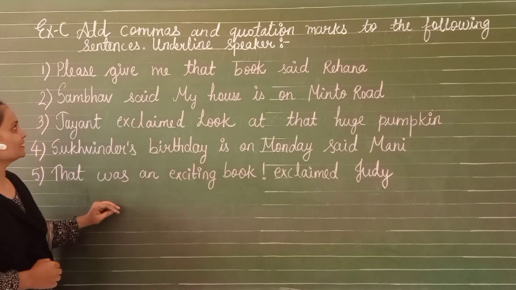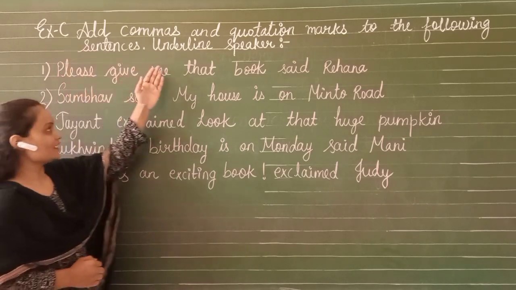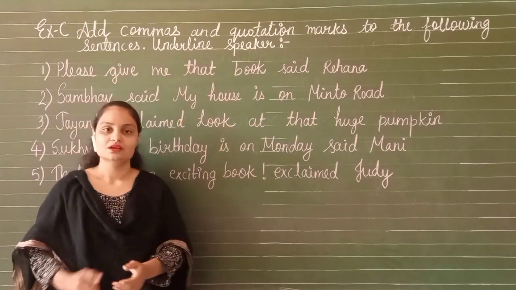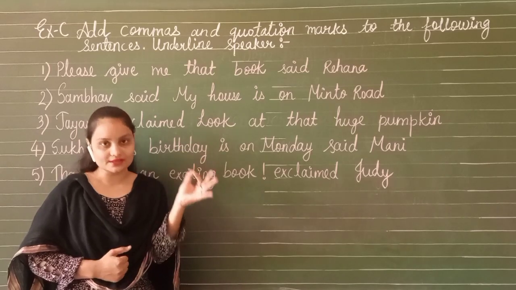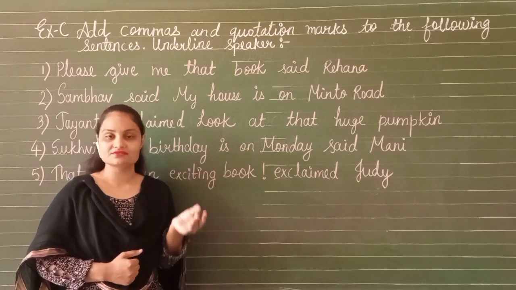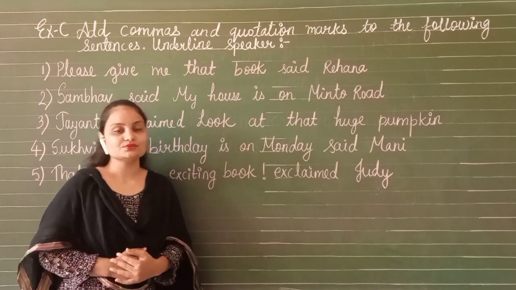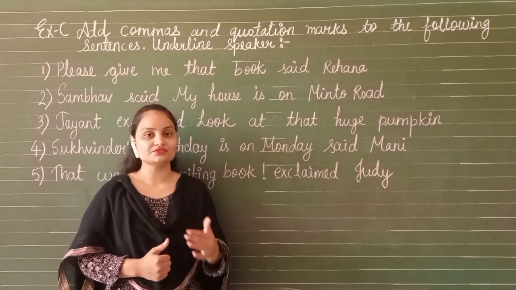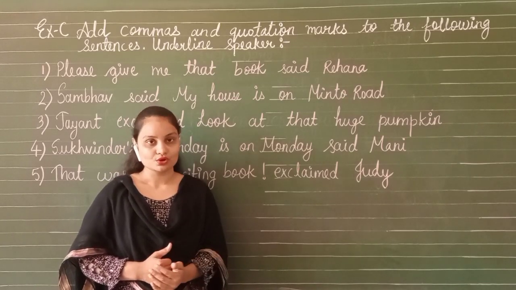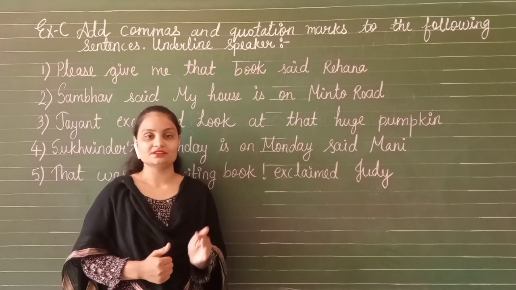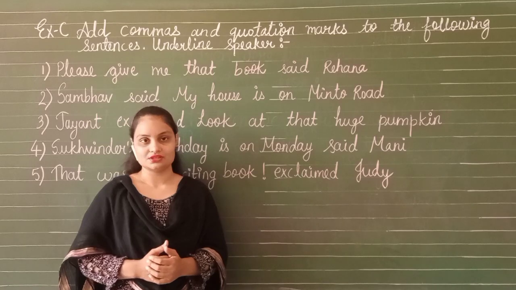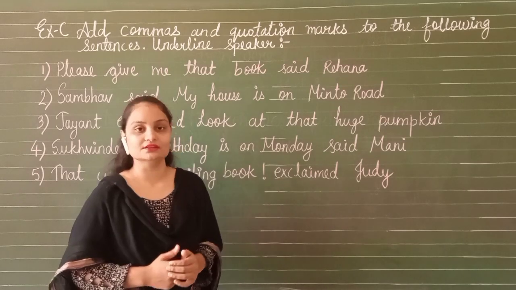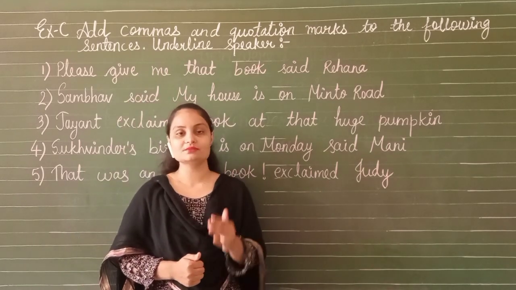Now students, let's begin with exercise C. Add commas and quotation marks to the following sentences. Underline speaker. Now, what we have to do is underline the speaker, add commas, and add quotation marks. We add commas to separate words, or after an introductory word, or to separate phrases. And the quotation mark we use to separate the main sentence spoken by the speaker.